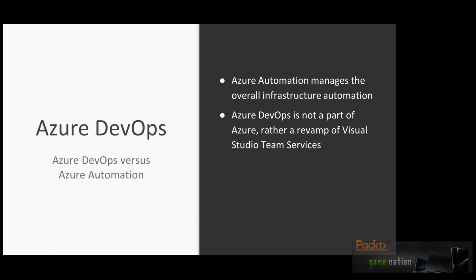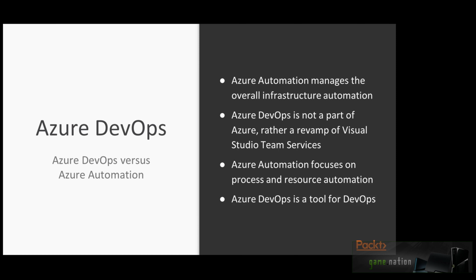Azure DevOps, on the other hand, is not a service of Azure, although it is hosted on Azure, but it's not a product that you can purchase on Azure Marketplace. Rather, it's basically a revamp of Visual Studio Team Services, which was actually Visual Studio Online a couple of years back, where Azure DevOps focuses on the development of the solution as well as building, testing, packaging, and deployment of the solutions. Azure Automation focuses on the processes and resource automation so that anytime your resource fails, Azure Automation will kick in and try to redeploy it.